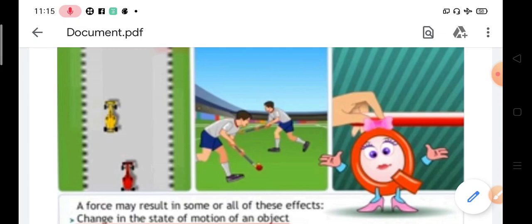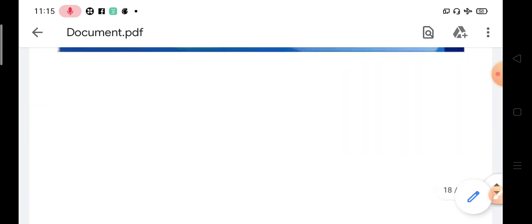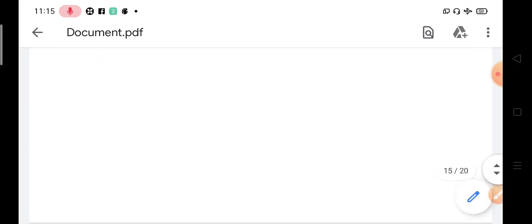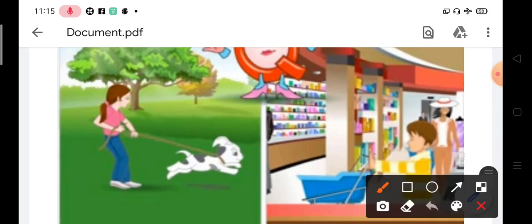To decrease the speed of the body, the applied force must be in the direction opposite to the direction of the motion. For example, we have seen over here, just I'll show you, the girl trying to stop the puppy. In this, what will happen? The direction of motion is this way and the girl is trying to pull the rope in this way.